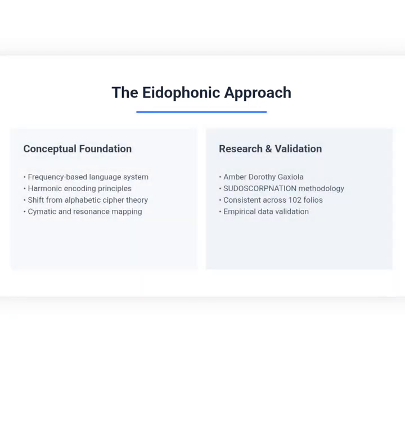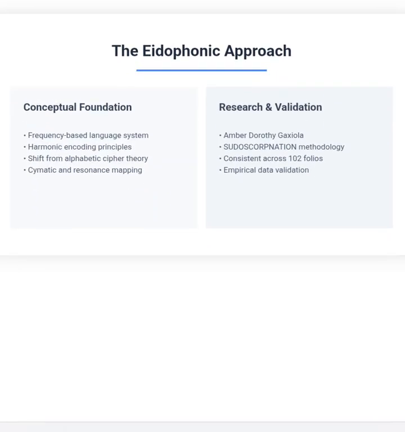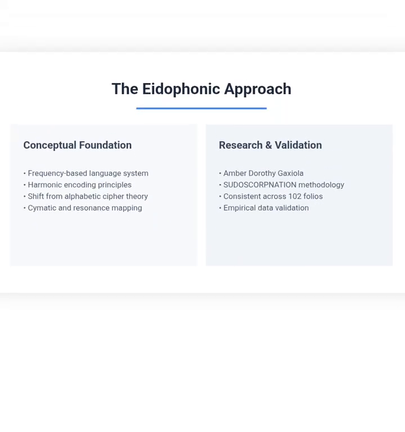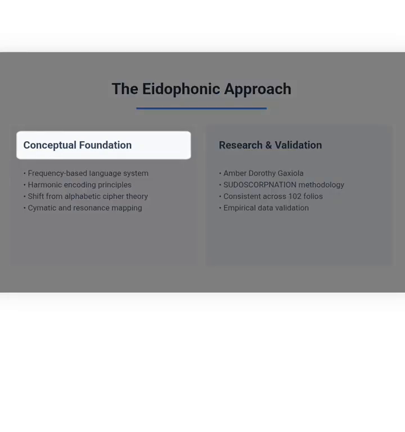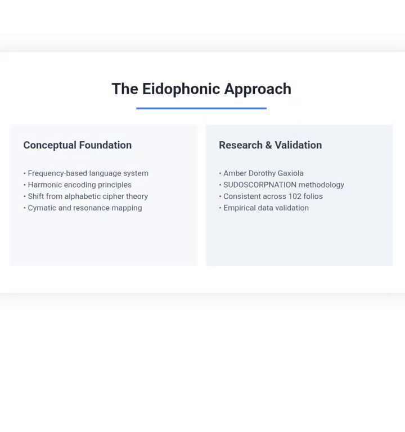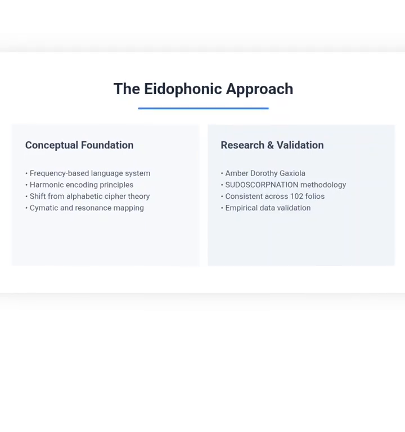Today, we are moving beyond traditional cryptography to explore the eidophonic approach, a framework that treats this ancient text as a complex acoustic record. Our conceptual foundation is built on the realization that the manuscript may not be a simple alphabetic cipher. Instead, we are looking at a system where visual forms represent vibrational states. Notice the emphasis on harmonic encoding. We are analyzing these glyphs as a frequency-based language system, where the relationship between characters mirrors the intervals of a diatonic scale, potentially mapping out specific Hertz values.